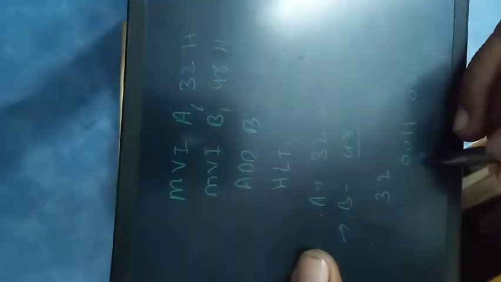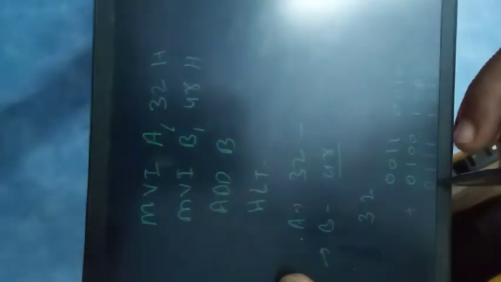Whatever the addition, we have to write this 32 in different 4-bit groups. So here we write 0011, this is 3, and 0010, this is 2. The 48 we write again in different 4-bit groups: 0100, then 8 is 1000. Adding the numbers, we get 0111, which is 7, and 1010, which is A. So in the accumulator the number stored will be 7A.